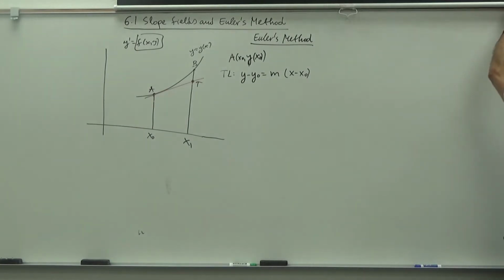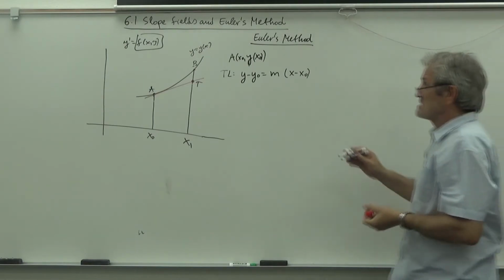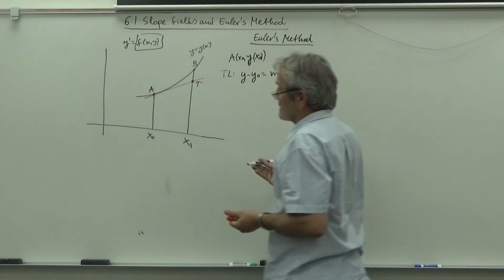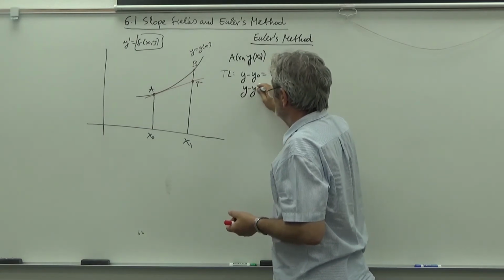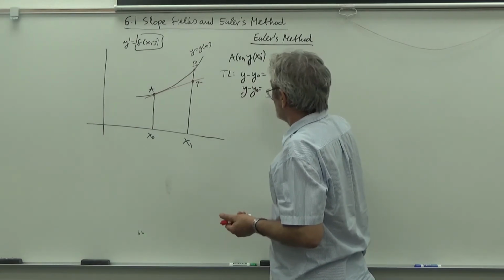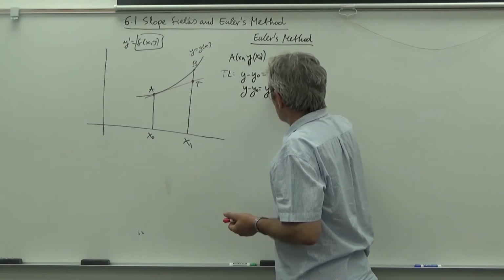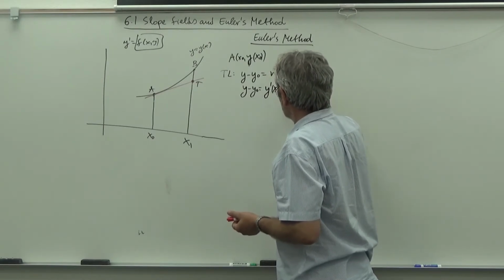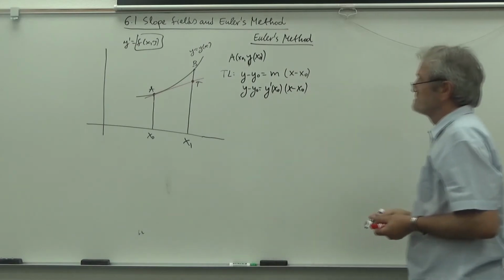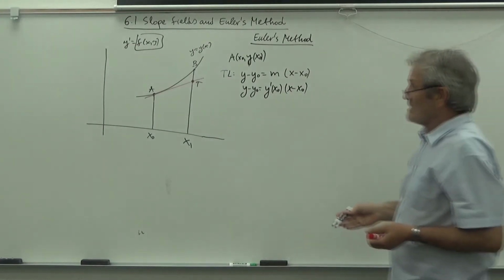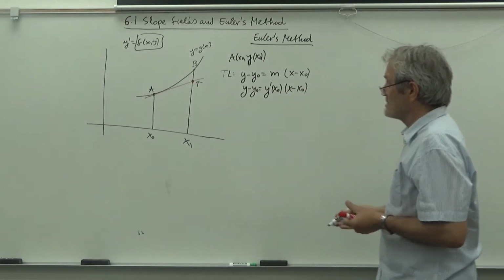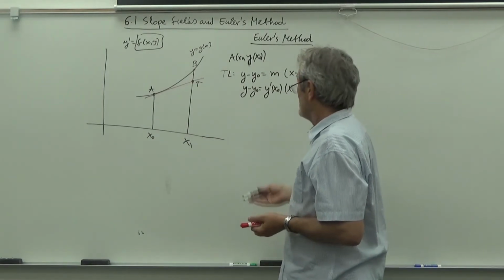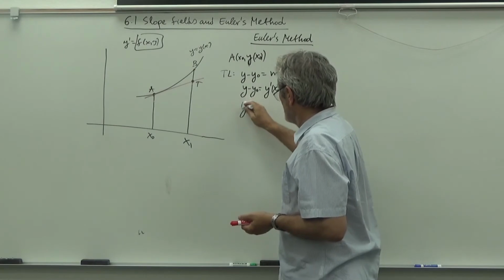What is m? M is, we know from calculus, the slope of the tangent line, which is the value of the derivative at that point. So y minus y0 equals y prime of x0 times x minus x0. But then we use the fact that this is a solution of the differential equation, so y prime is actually f of x0, y0. So we get y, and that's the whole thing.